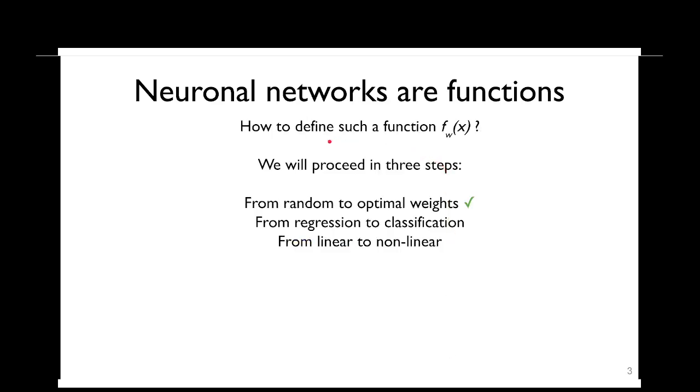Our problem was how to define that function f_w, and we proceeded in 3 steps. We moved from random to optimal weights w, and this we did with gradient descent. But this gave us a linear regression. But we want to solve classification problems. Is this a 5 or is it not? Is it a cat or is it a dog, etc. And then of course we want to do a bit more complex things that may be not linear. So those 2 things we will achieve in this lecture.